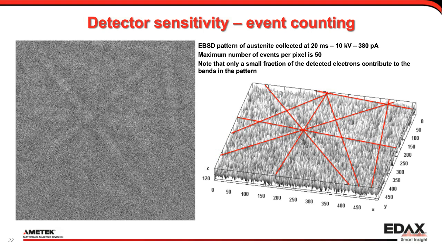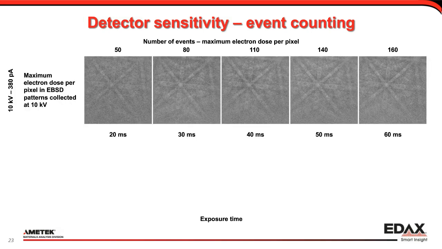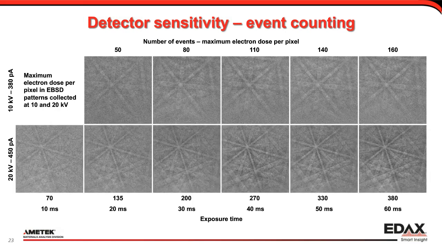Now, if we wait a little bit longer, you'll see that the noise level in the pattern goes down. So here I start at 20 milliseconds, that's 50 counts or 50 events, and here on the right it's 160. If I take a 20 kV beam, 450 picoamp, you can see as well there's a little bit more signal than at 10 kV, but the trend is the same. We get really nice patterns already here, around 160 to 380 events between 10 and 20 kV.